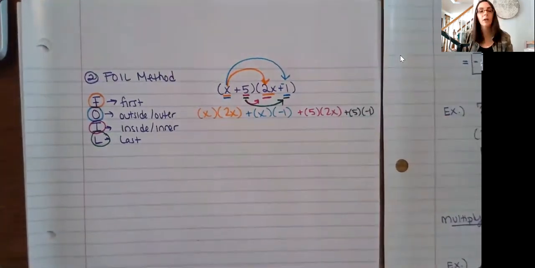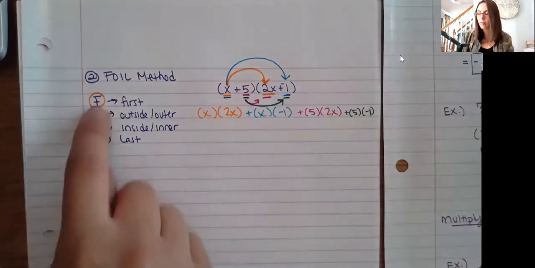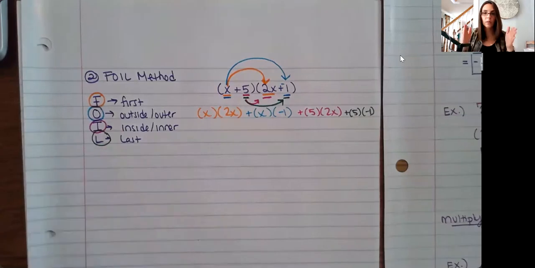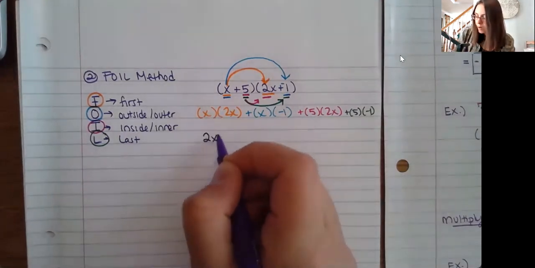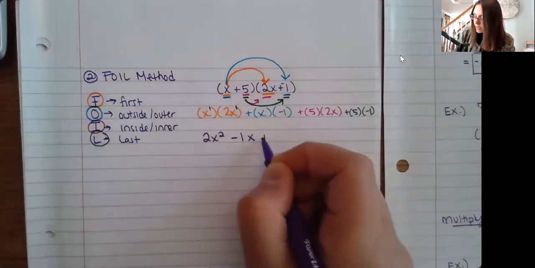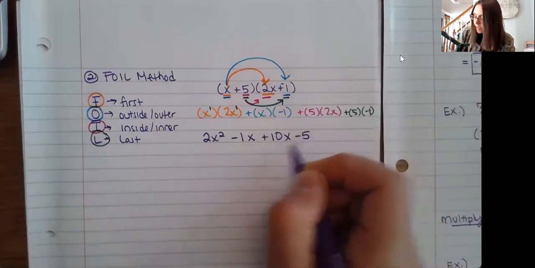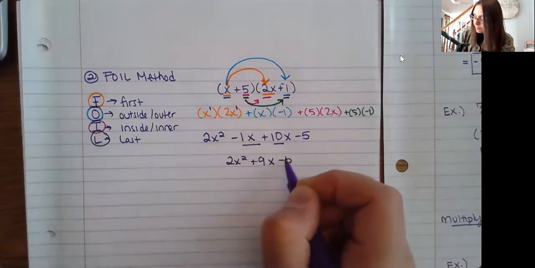Now, if you look carefully here, you're going to notice that all I really did was a double distribution, like I just did in the first strategy. But it's just a different way to think of it. So if you find you're making mistakes with the distribution, or you're missing terms, or you're multiplying the wrong ones together, this can help keep you a little bit more organized. So you can do the first ones, then the outer, the inner, and then the last. So here I would still get that 2x squared, adding up my exponents. Here I still have that -1x plus 10x and -5. And when we combine our like terms, just like we did before, you're going to get that 9x in the middle.